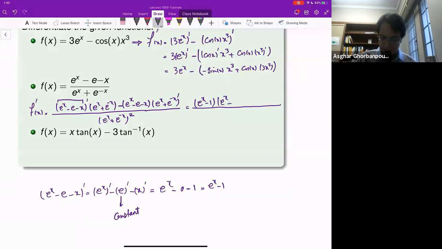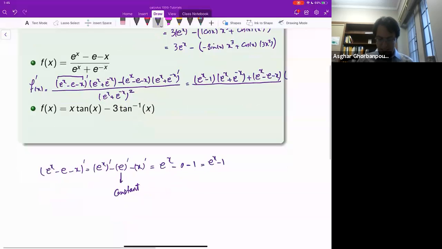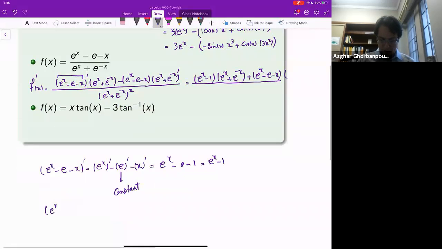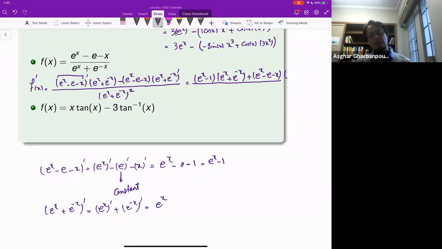Times e to the power x plus e to the power minus x, plus then e to the power x minus e to the minus x times the derivative of e to the power x plus e to the power minus x. Well, here, this will be the derivative of e to the power x plus the derivative of e to the power minus x. You know what is the derivative of e to the power x? How about the derivative of e to the power minus x?